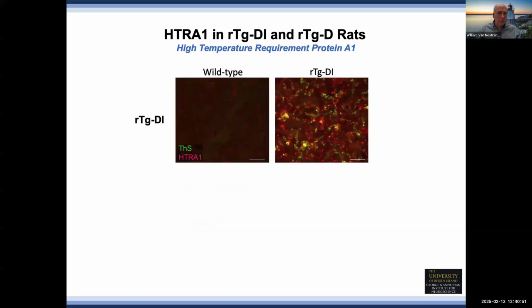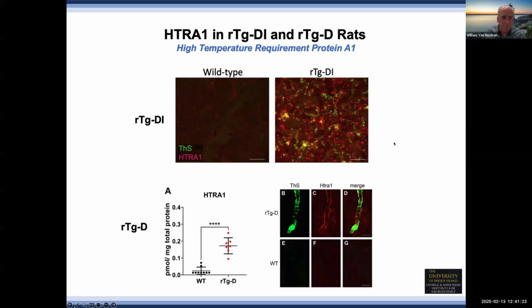So we wanted to look at HTRA1 in our different models here. These are RTGDI rats and wild-type rats that were stained with thioflavin S to identify fibrillar capillary amyloid. In the wild-type animals, you do not see any, as you'd expect. We see a very low background staining of HTRA1 in red. When you have capillary amyloid shown in green, we see this dramatic increase in the amount of HTRA1 staining. We found a similar thing in RTGD rats.